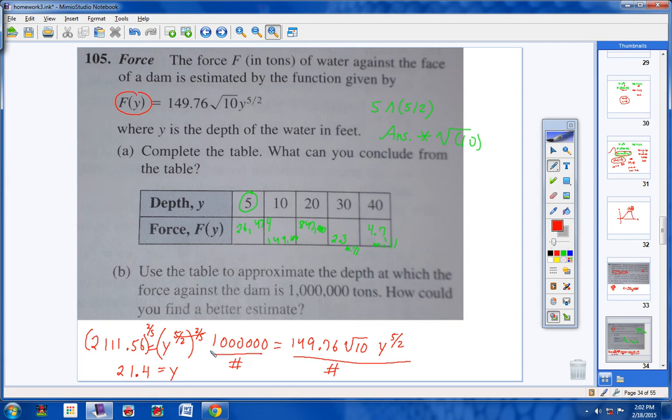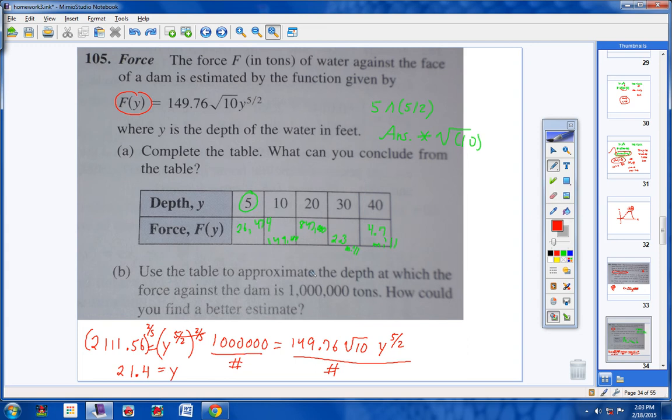That's not really, Mr. Eric, you just wasted a lot of time. Yeah, I did. But I want you to know on a test or a quiz, even though the directions here told you to estimate and not do that, I would expect you to know how to do that. That's old algebra 2. Solving equations that have a power like this to the 5/2 power. Now, having said that, this is the answer. When the depth is 21.4 feet, then you know that the force would be 1 million.